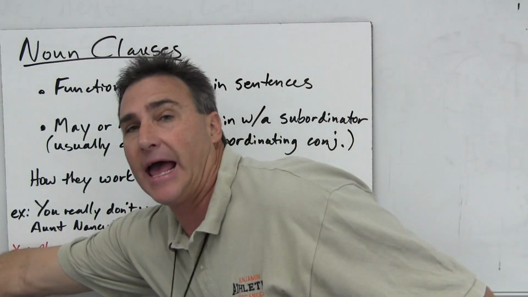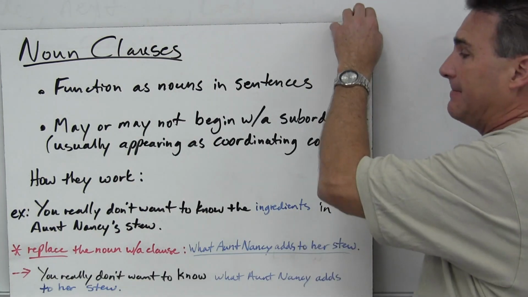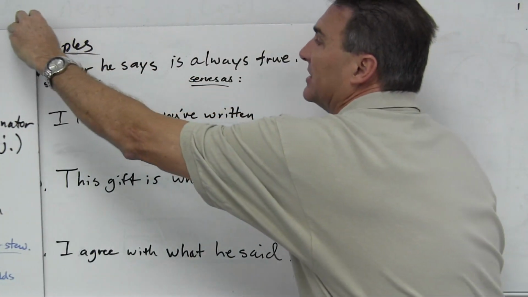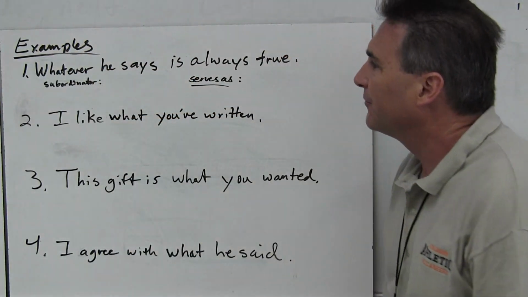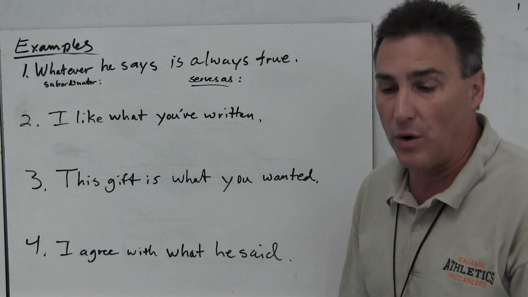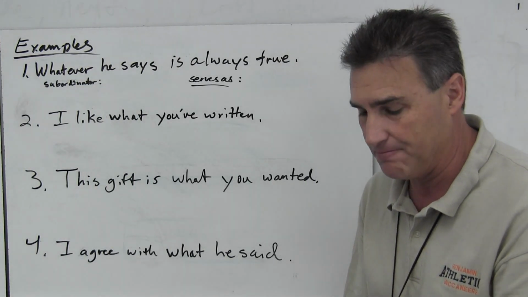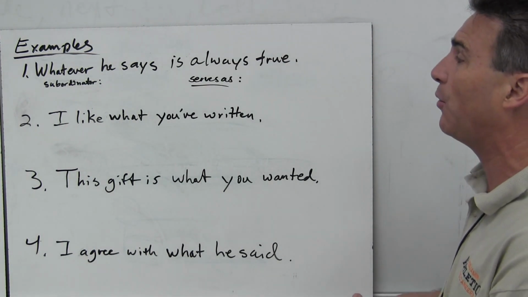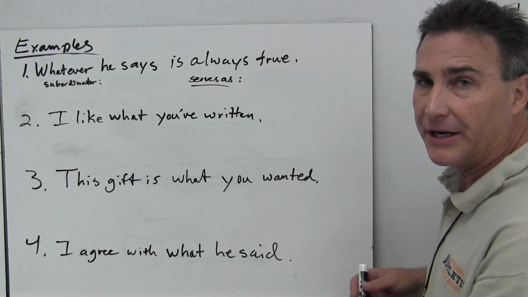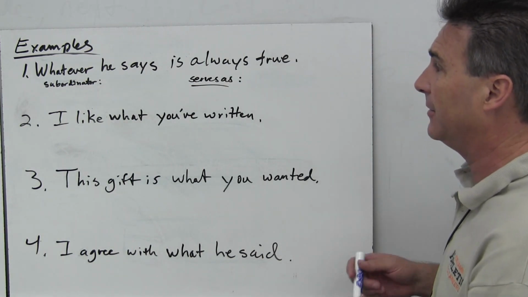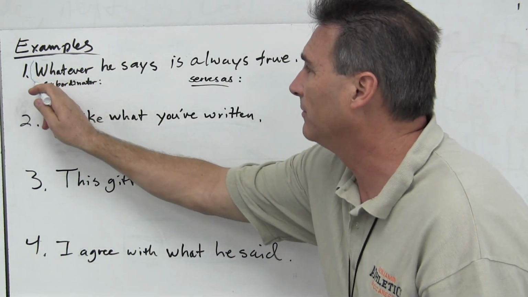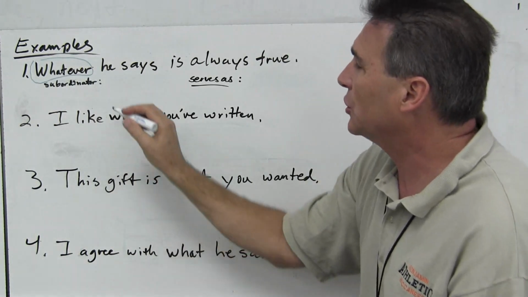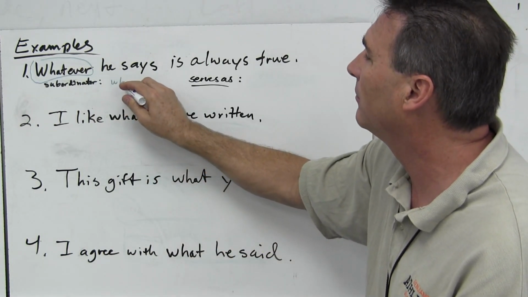Let's take a look at some examples here together. Ready? Some simple examples first. Number one, whatever he says is always true. Wish that was true of everybody, don't you? Here we can look for a couple of things. We can approach it in a couple ways. One way is to look for a subordinator. Let's do that. Do we see a subordinator? How about this one? Whatever. Yep, we got it. So the subordinator here is whatever.